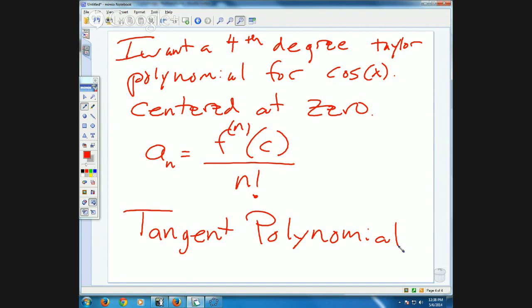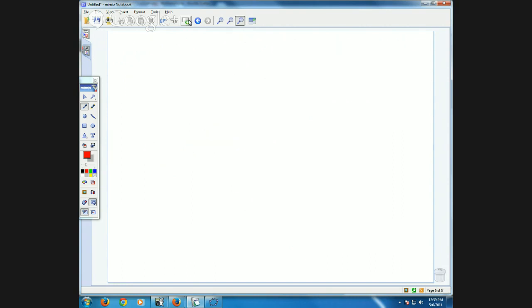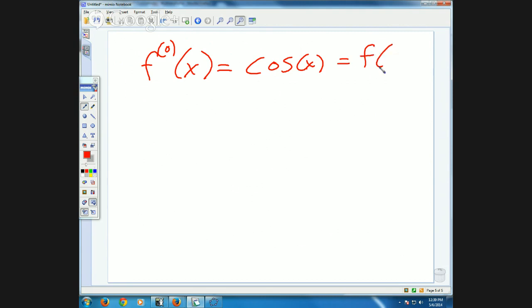All right, so we are trying to find a tangent polynomial for the cosine of x. We are going to turn the cosine into a polynomial. To do that, we need repeated derivatives. So let's get busy. Okay, first thing we need is what's called the 0th derivative, which is the function itself. So just keep that in mind. There's always a step 0 here. Step 0 is the function itself.